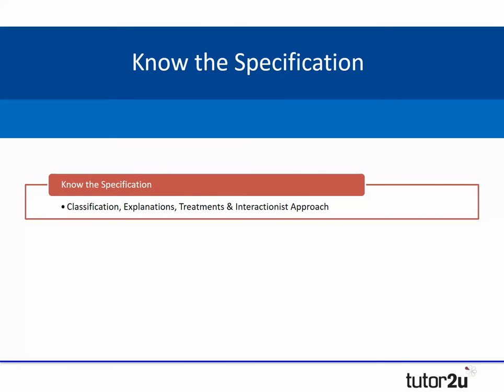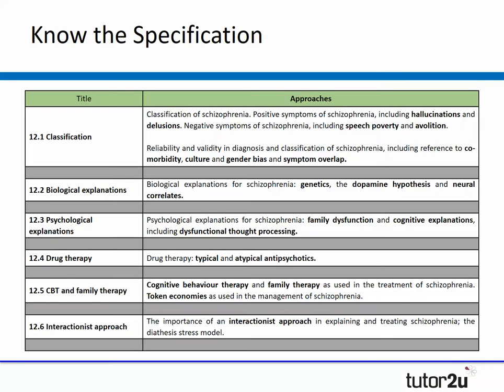Let's look at the specification to begin with as a really good starting point. On the screen you'll see the mapping of the specification, and I've put in bold all of the key elements of the spec that are specifically named this year. Most teachers will start off by teaching classification, and there are 4 key things that you need to understand in terms of hallucinations and delusions, speech poverty and avolition. You also need to then look at the reliability and validity in terms of diagnosis and classification. And again, 3 key terms looking at comorbidity, culture, gender bias and symptom overlap.